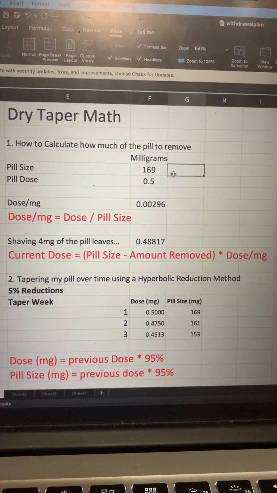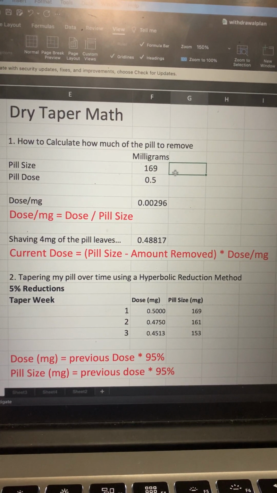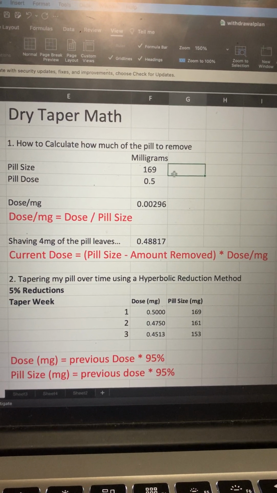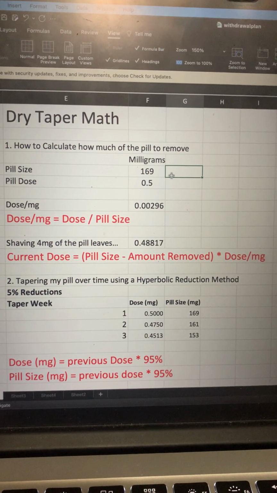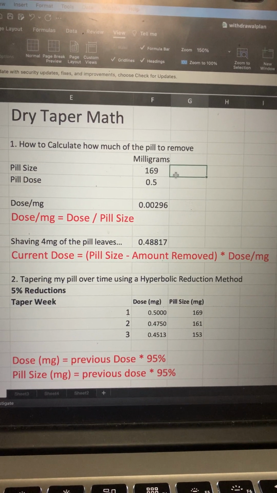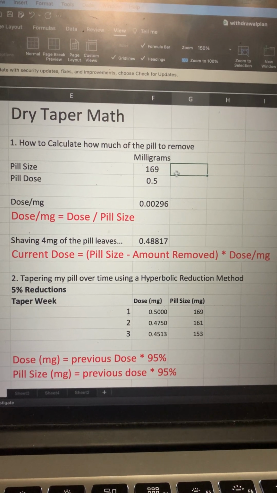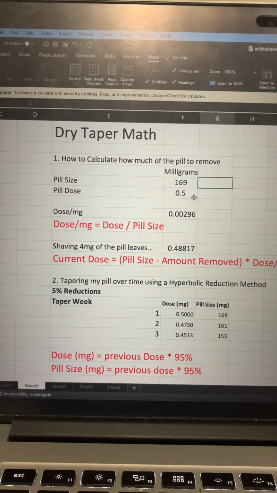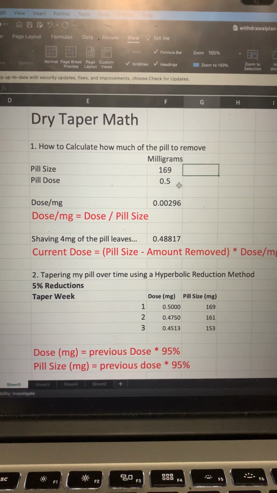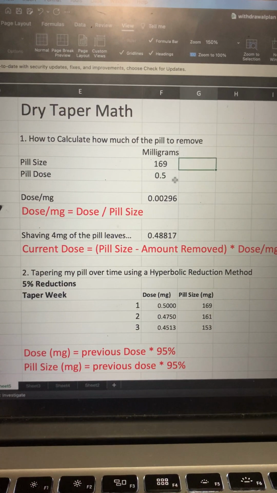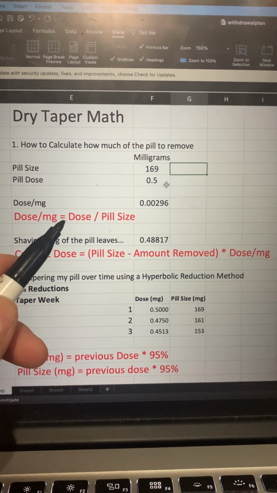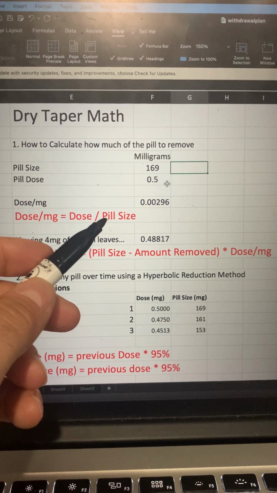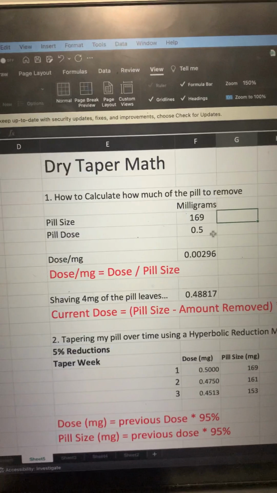The dose per milligram is going to be how much of the active ingredient is in the pill per milligram of the pill, right? So if you have a half a milligram of Klonopin, let's say, in your pill that weighs 169 milligrams, how much of that pill dose is in each milligram of the pill? This is a useful number to have so that you could do some of this math. So you can see here in the formula, we've got dose per milligram equals the dose, which is 0.5 divided by pill size, right? So let's try that here.